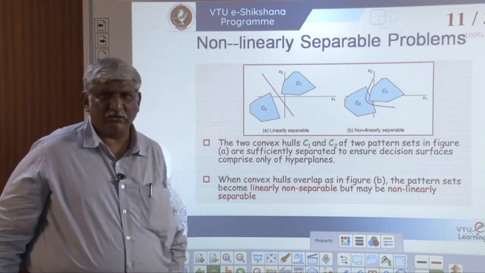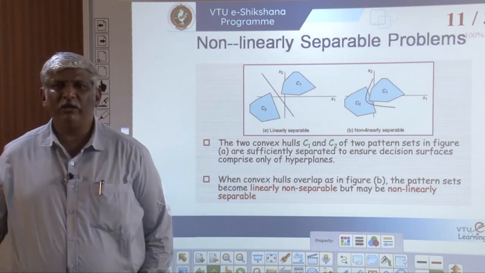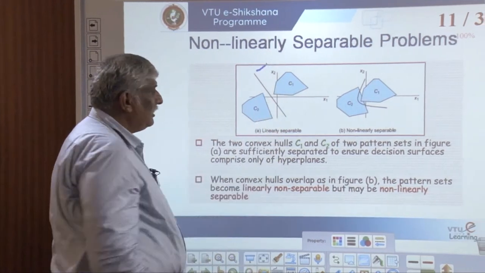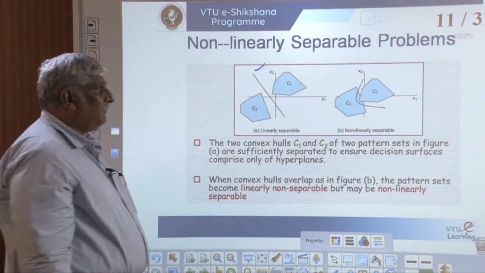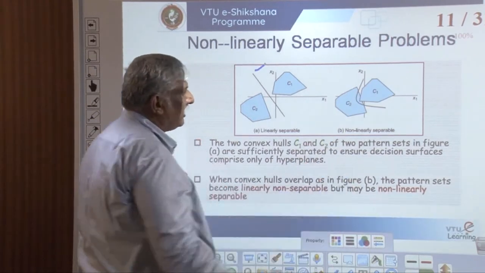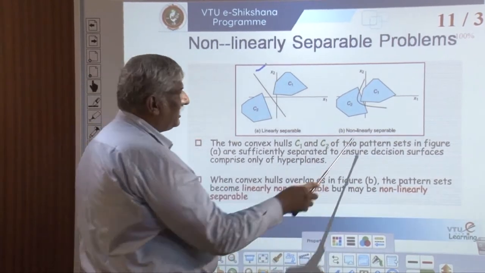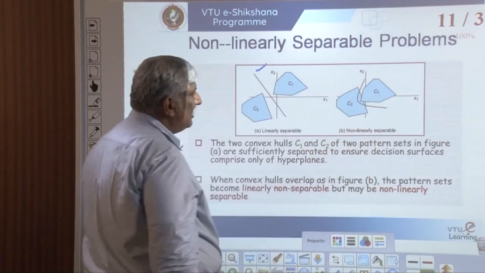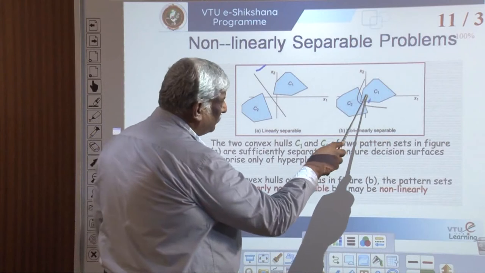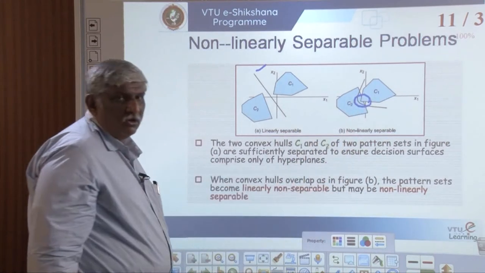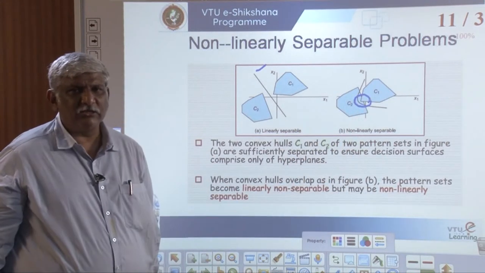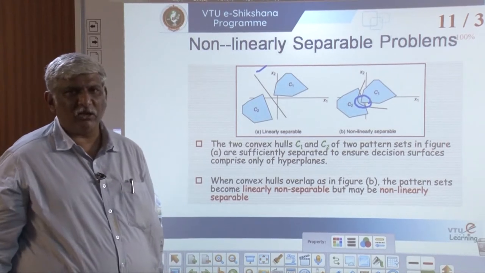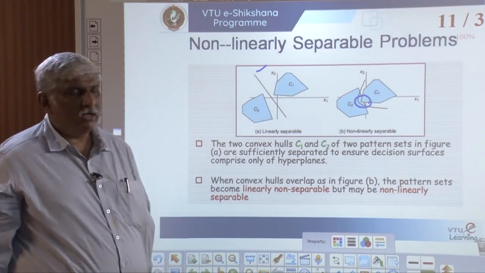There are some cases, already we have discussed the linearly separable cases. The first one is of course linearly separable, and there are some cases which cannot be linearly separated. Say for example, here I have some convex hulls available, and there is some overlapping space. So, in that case these two things cannot be separated using a single straight line. So, they are called a non-linearly separable case.